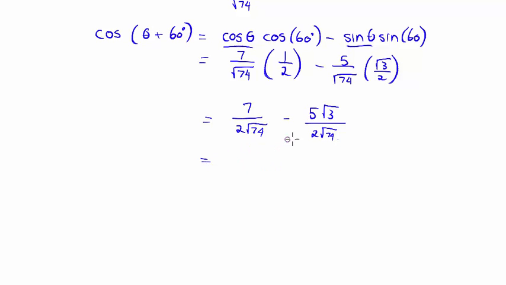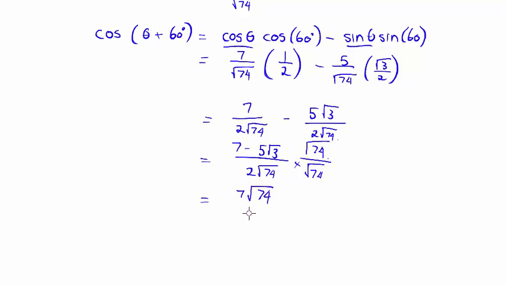So I already have the same denominators: 2 square root 74 over 7 minus 5 square root 3. Usually we should not leave a surd in our denominator, so we'll multiply top and bottom by this. And so in the top I now get 7 root 74. I wonder if 74's half is 37. No, so this one can't simplify.